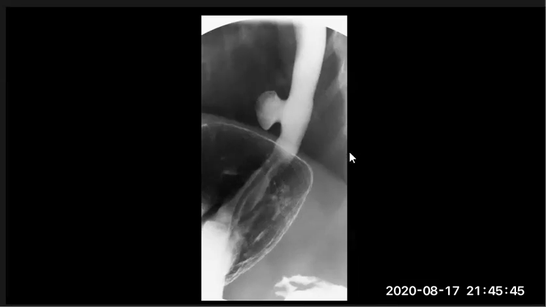What do we call that diverticulum? Epiphrenic diverticulum. What is the type of the diverticulum here? Pulsion, a bulging diverticulum. Can you name the other type of diverticulum?